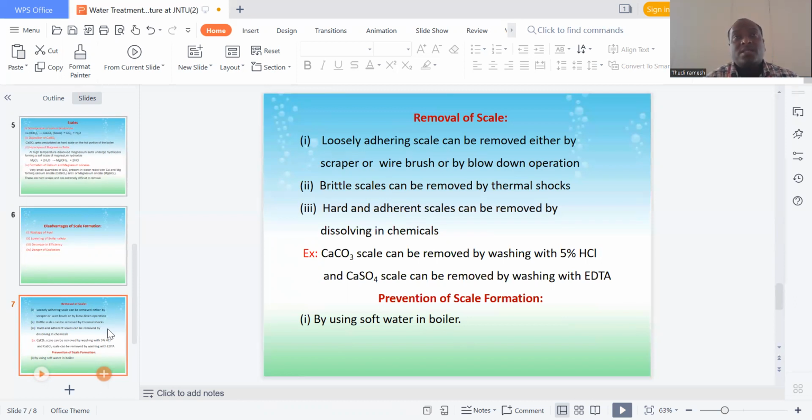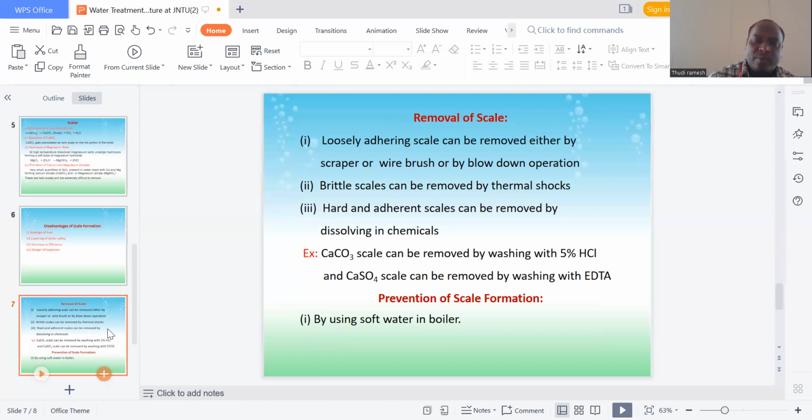Suppose the scales are hard, they stick to the boiler material very firmly, then you have to go for the chemical treatment. We can use 5% HCl, dilute acid. At the same time we can wash with the help of EDTA, ethylene diamine tetraacetic acid. So if they are hard and forming a sticky layer along the inner walls of the boiler materials, we have to choose the chemical method.